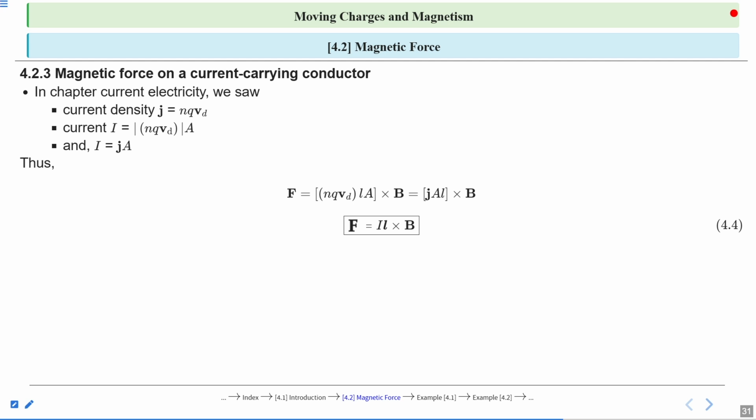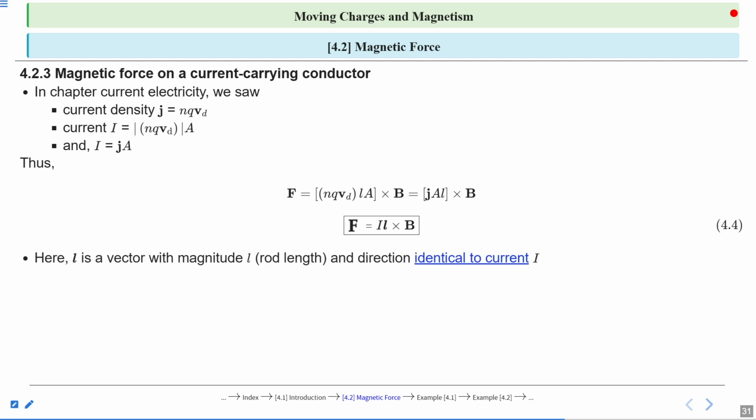Again the cross product appeared. Here L is a vector. L has become a vector with magnitude L, the rod length, and direction identical to the current. So this L vector has the same direction as the current. The direction of L cross B is given by the screw rule or the right hand rule for the vector product.